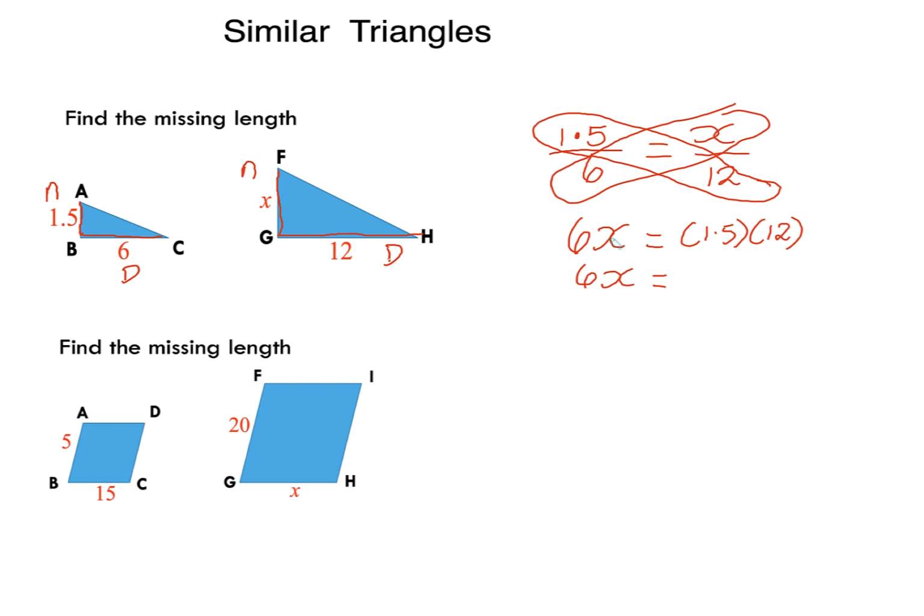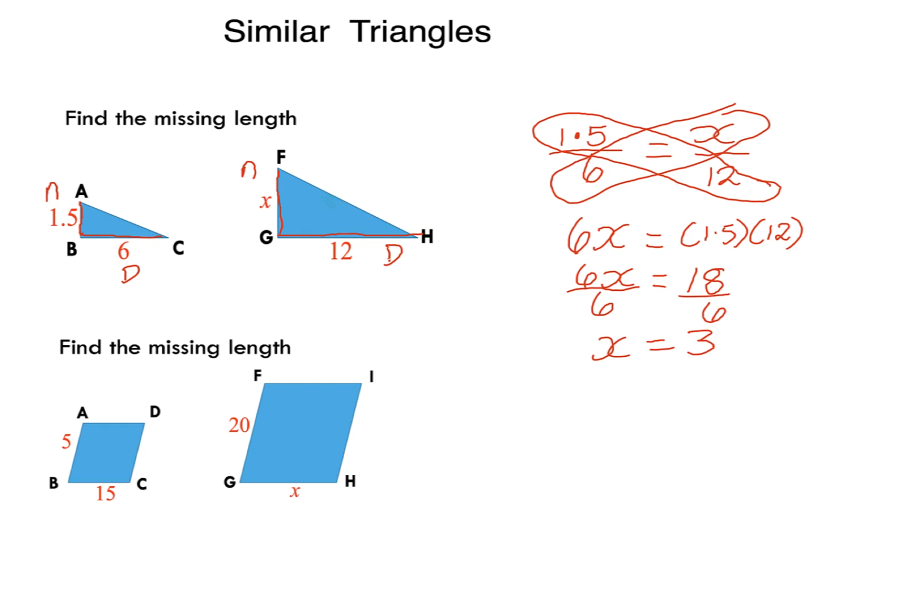And now this is taking us into the realm of linear equations. This is a one-step linear equation. So to solve for x, I would have to divide both sides by 6. Therefore, x has a value of 18 divided by 6, which is 3.